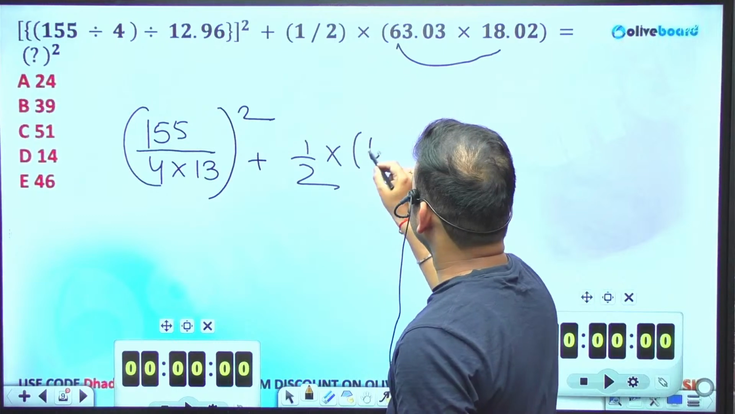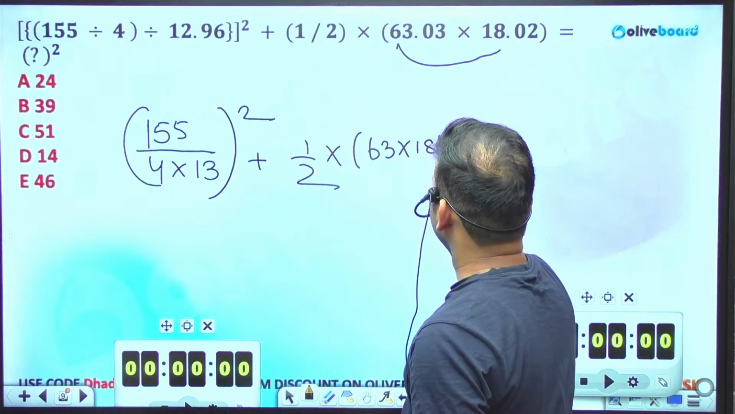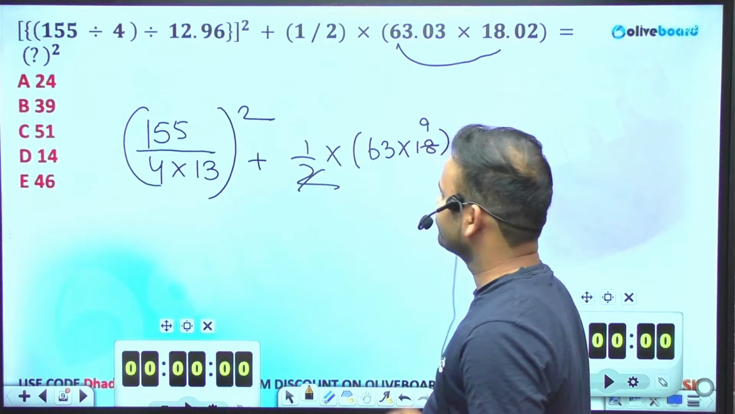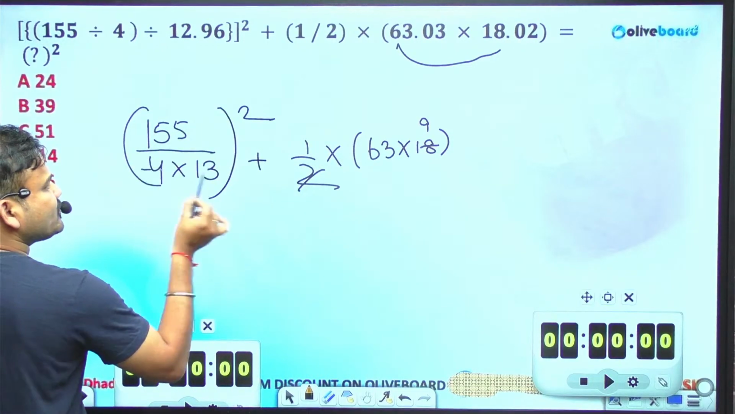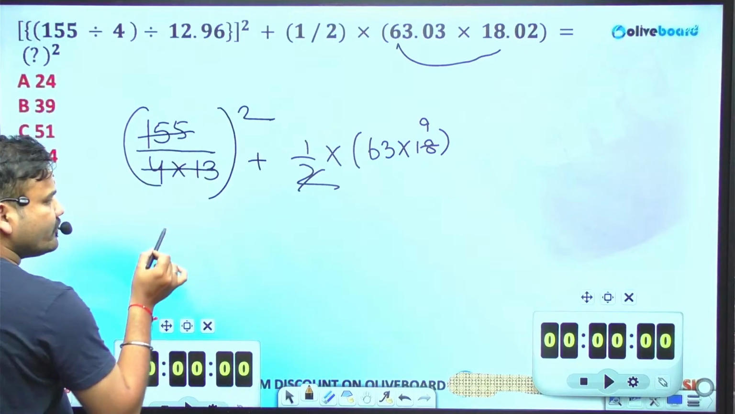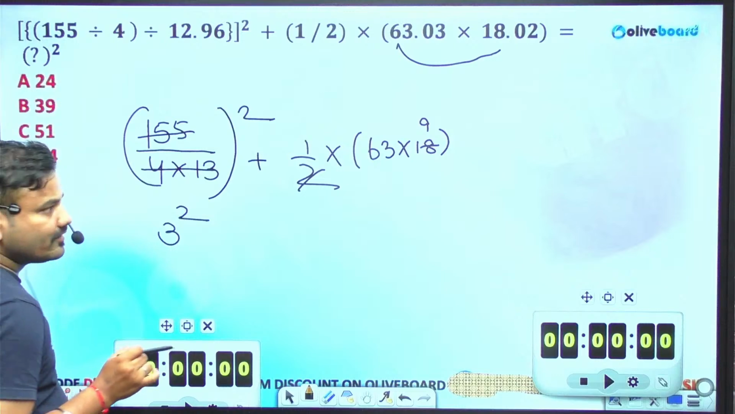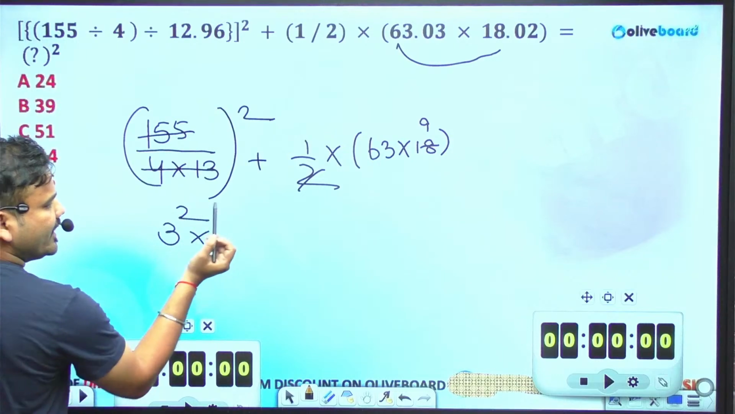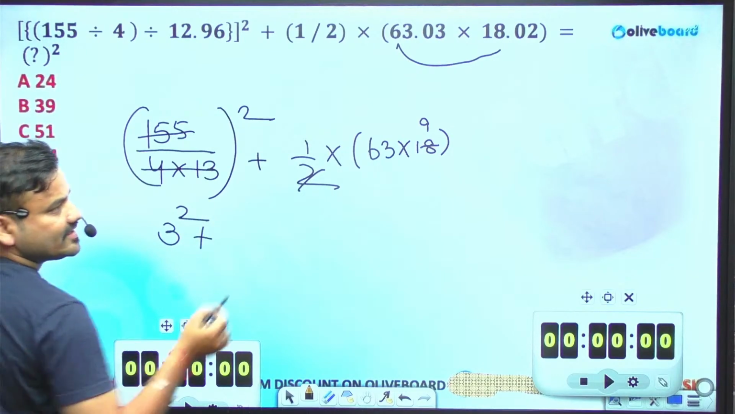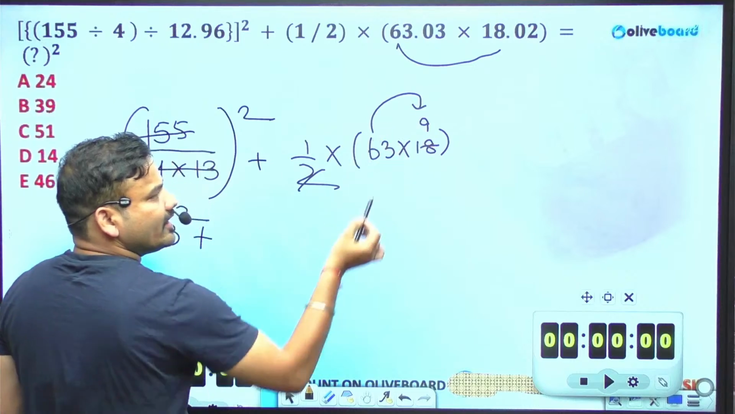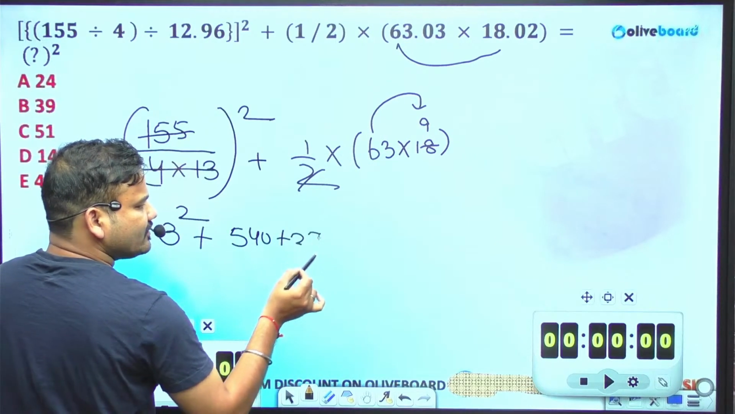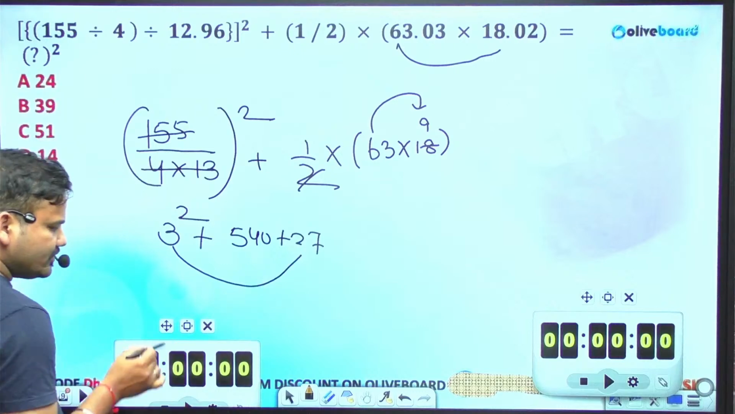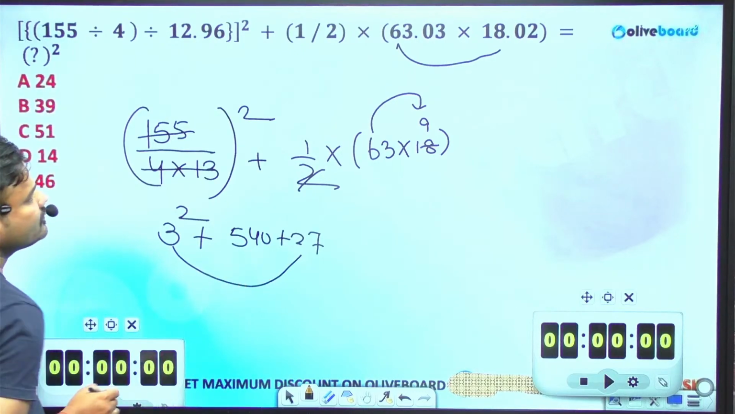See, this is 63 times 18, no? So we can just eliminate this and write this as 9 times. So 13 times 4 is 52, and 52 is almost 3 times. So we can give it as 3 square added by 63 times 9. 9 into 60 is 540 plus 27. 27 and 9 is what? 36. So 540.